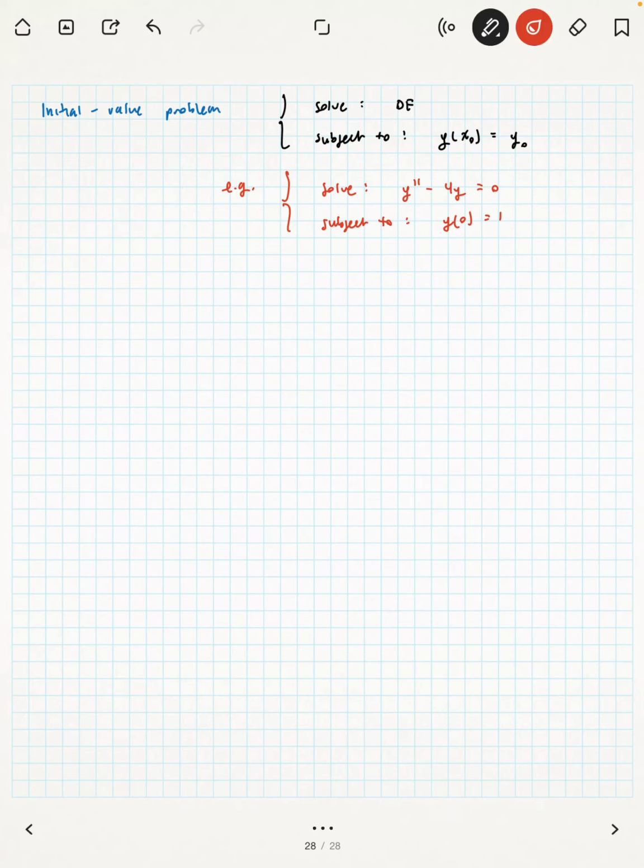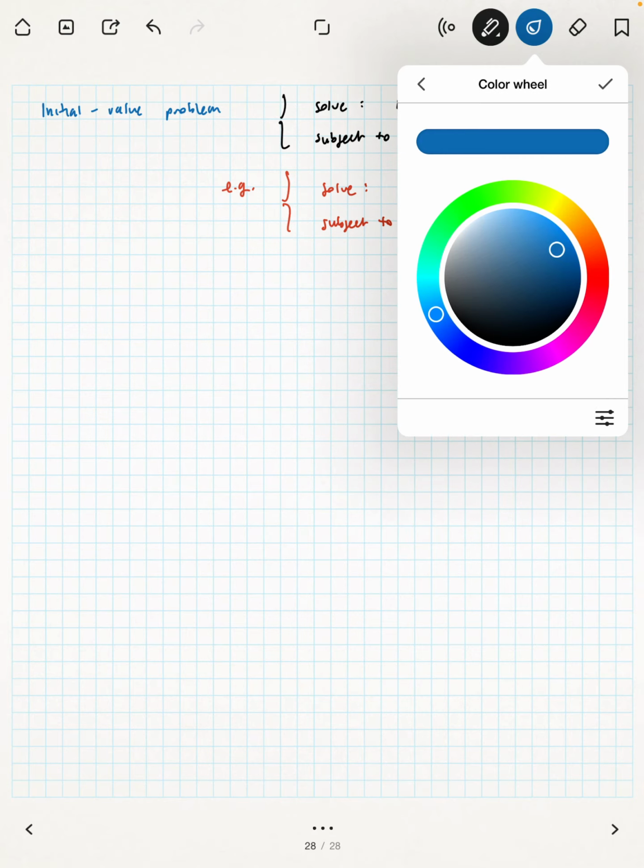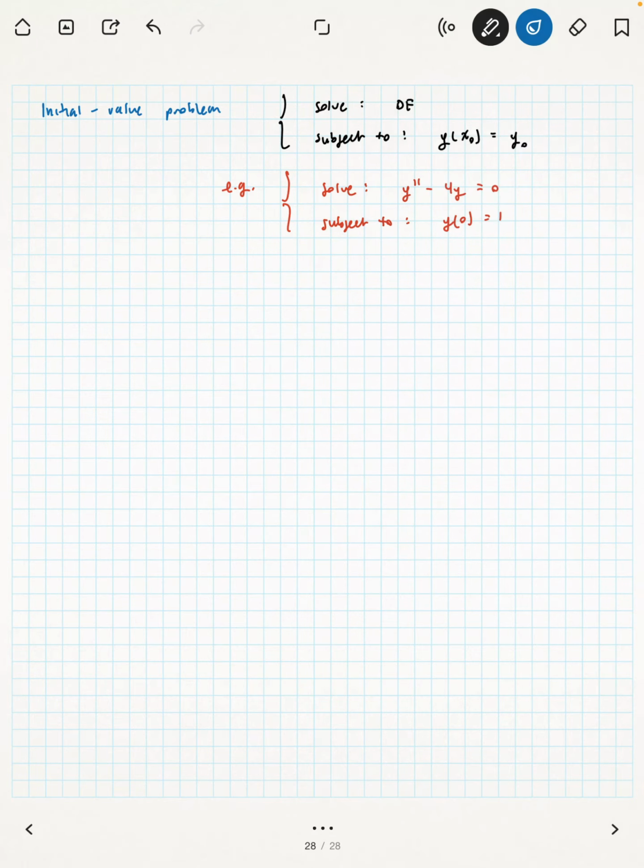The initial value is y of 0 equals 1. So the point (0, 1) is a point on that particular solution. An IVP always gives you a particular solution. Okay? So there's that word again.